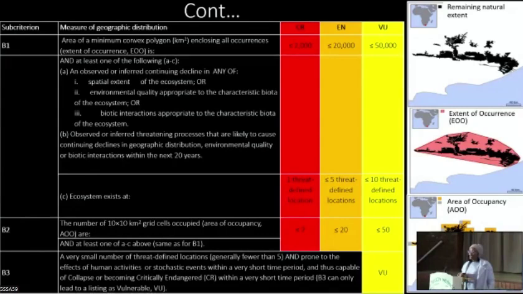The catch with applying this criterion is that we need to have evidence of ongoing decline. It can be either spatial or functional decline, but there has to be that evidence. If there's no evidence, then we cannot apply this criterion. In terms of the data needed to apply this criterion, we basically need the ecosystem map, as well as either land cover change or data on functional changes of an ecosystem.